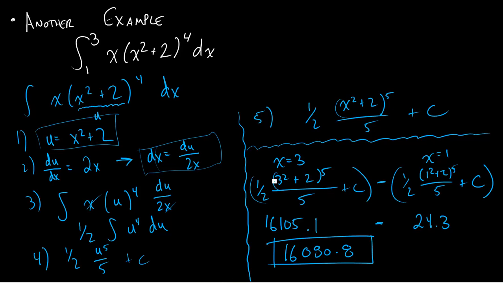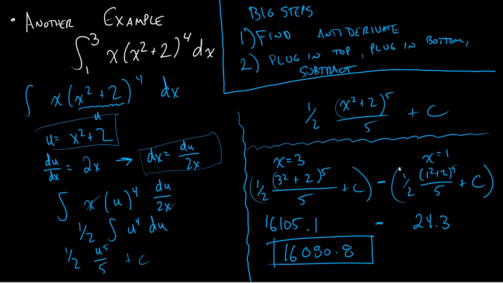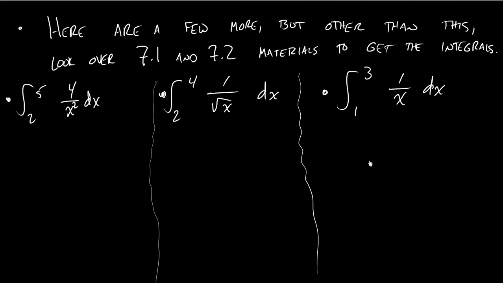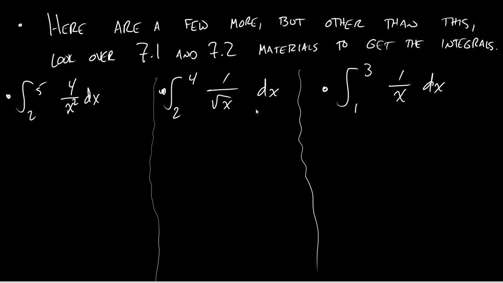Okay, so it's a little bit messier here, but the two big steps are find the integral, or find the antiderivative would be a better way to say it, and then plug in the top value, plug in the bottom value, and subtract. Okay, so these are the two big steps we'll follow in any problem, and I'll just do a few simple ones here, just kind of as a quick refresher. You probably don't necessarily need to watch these.